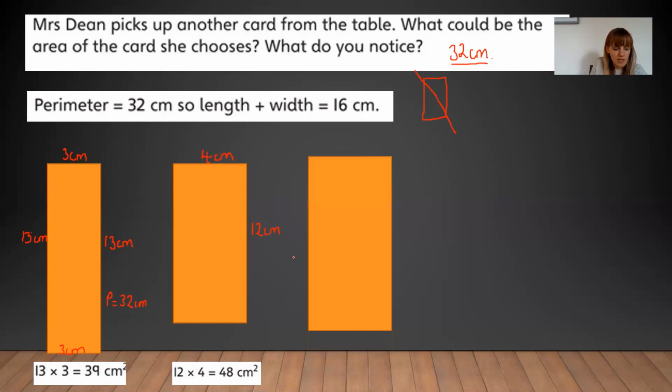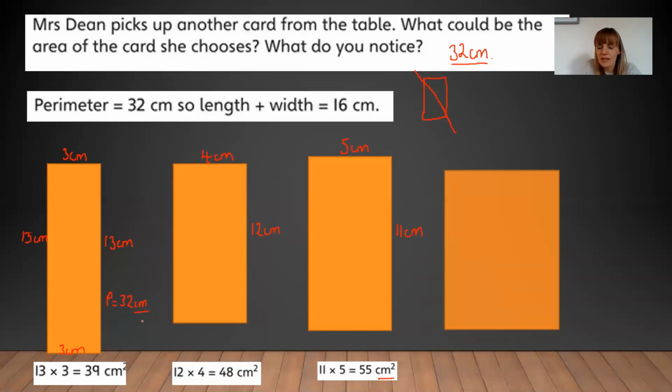So if I were to write on here that this time, this length is 11 centimetres, what do you think the width would be this time? Think about the fact that it's got to total 16, so it must be 5 centimetres. Now, how am I going to calculate the area of this rectangle? Have a think. I'm going to do 11 times 5, so this one would have an area of 55 centimetres squared. And remembering each time, area has centimetres squared, perimeter is just centimetres.